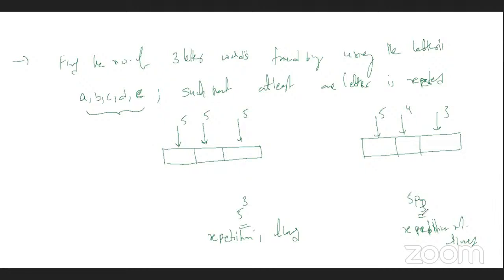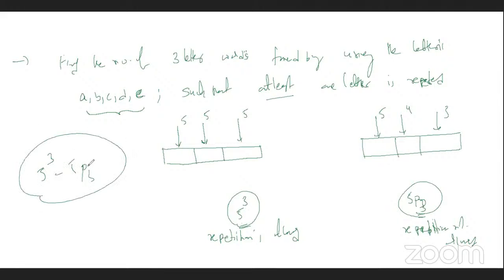5 cube minus 5P3. Very good. 5 cube are all the 3-letter words with repetition allowed. In this, repetition not allowed, I am subtracting it. Then what will we get? We will get the case where at least 1 letter is repeated: maybe 2 letters repeated, 3 letters repeated. 1 letter can be repeated any number of times. Are you following my point? Yes, sir. So what is the answer? 5 cube minus 5P3.